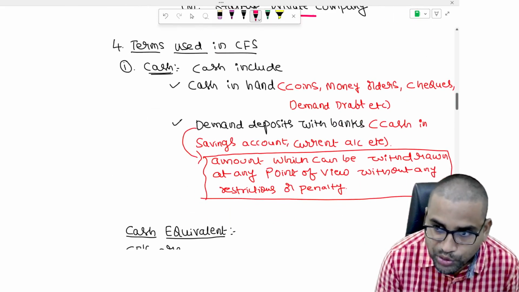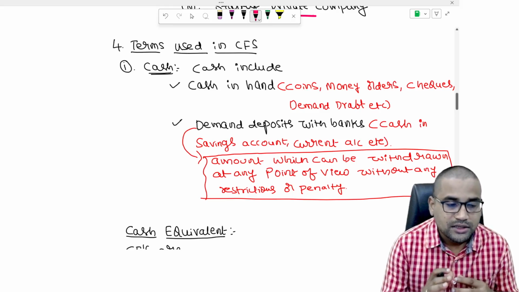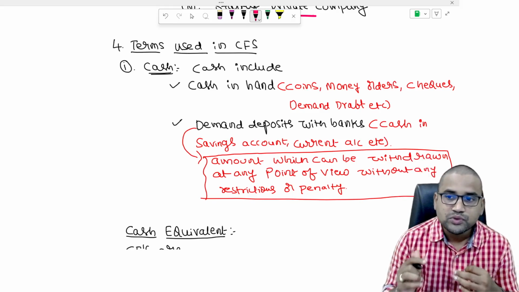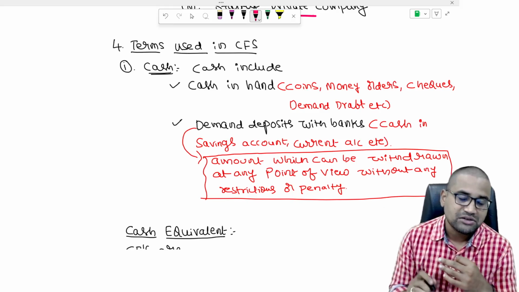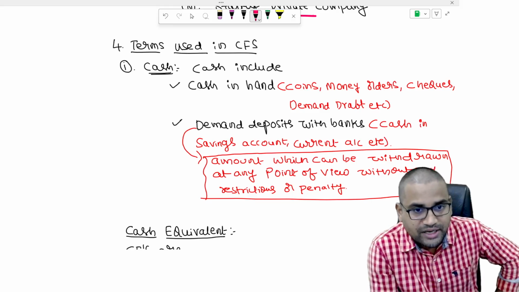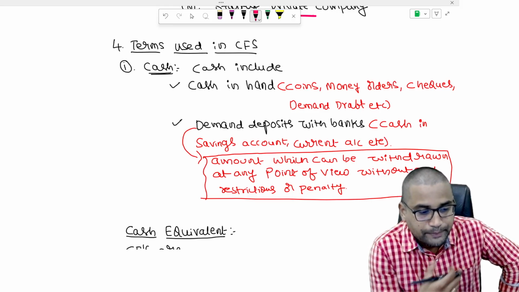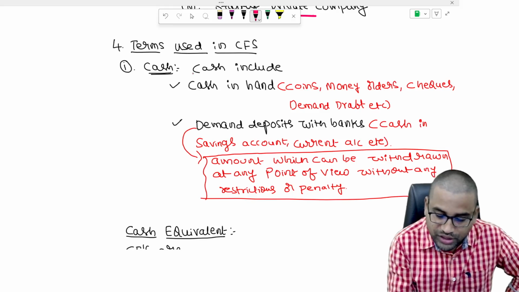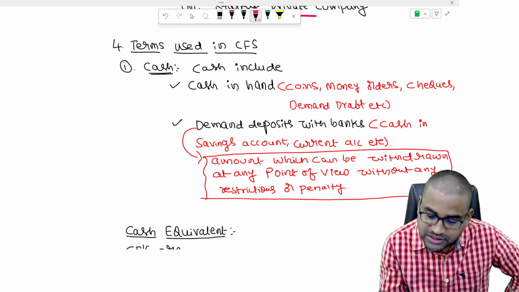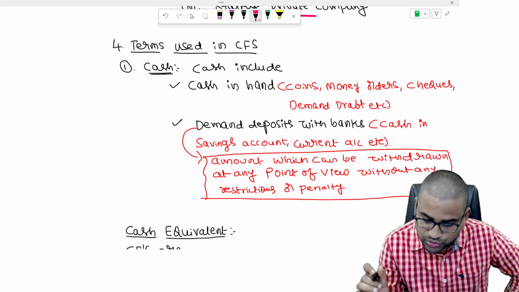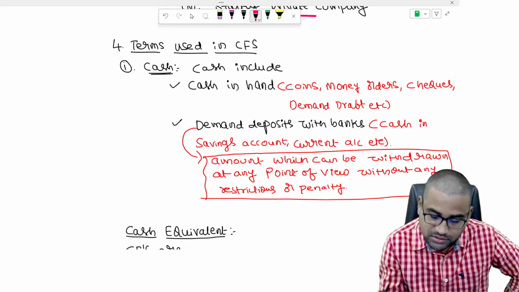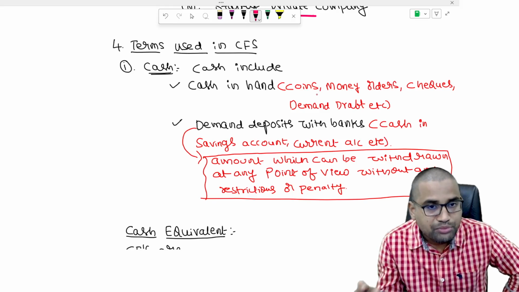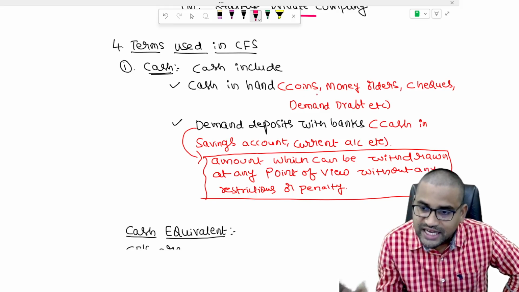Now the most important part is understanding certain terms. Sir, from the beginning of the chapter, I am using the words cash and cash equivalents, and the chapter name itself is what? Cash Flow Statement. Now, first of all, what is cash? They say cash includes cash in hand. Cash in hand means it includes bank balance also. So there is no need to say cash in hand, cash at bank. Even our bank balance is cash in hand. It may be in the form of coins, money orders, checks, demand draft, everything is cash only.